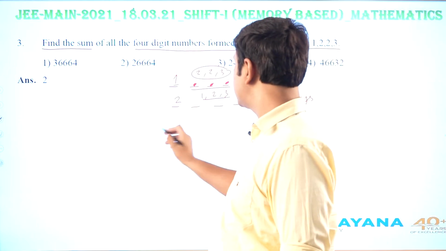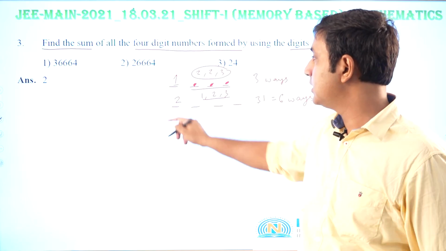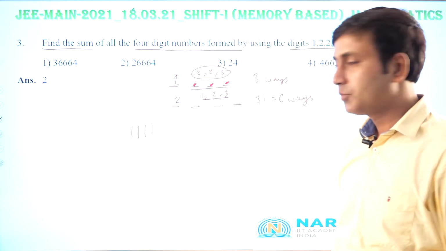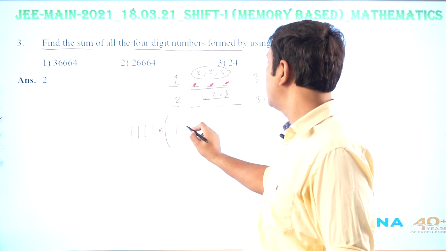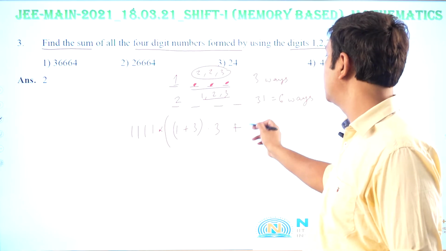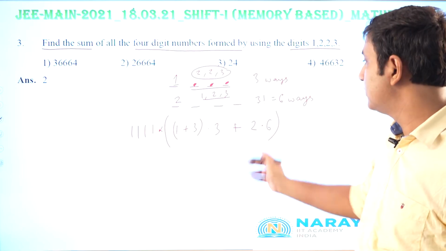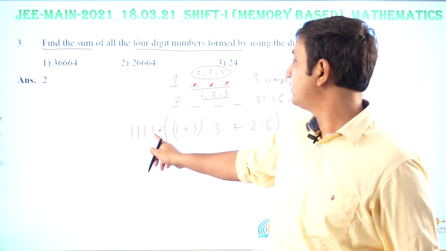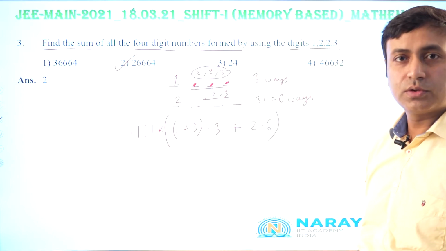So, we can write contribution at this place will be 1, contribution at this place will be multiplied by 10, contribution at this place will be multiplied by 100, and so on by 1000. Adding all that, we will get 1, 1, 1, 1 for all those places multiplied by... Now, contribution of 1 and 3 will multiply by 3, and contribution of 2 we will multiply by 6. This will be the sum of all those numbers. Notice that after adding, this is 24, we'll get this number, and we'll move on to the next question.